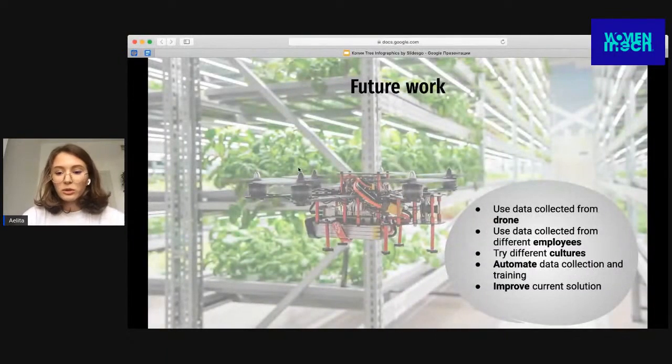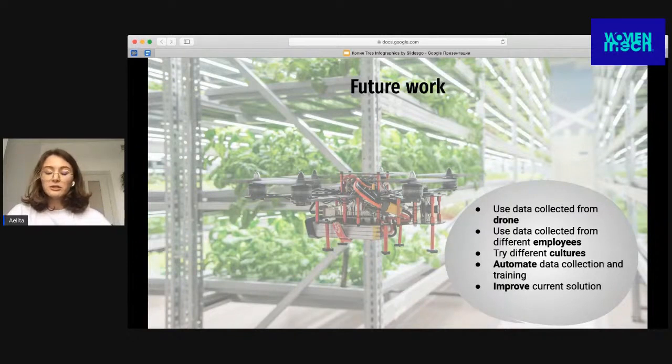So as future work, we would like to use data collected also from drones, because now we only use data collected from fixed cameras, and we expect that there may be some more noisy data, because maybe they would not be as fixed as we are used to. Also, on the farms, there will not only be drones, but still some humans, and some employees may want to take a photo on their phone or tablet and send it to our model to get some prediction.